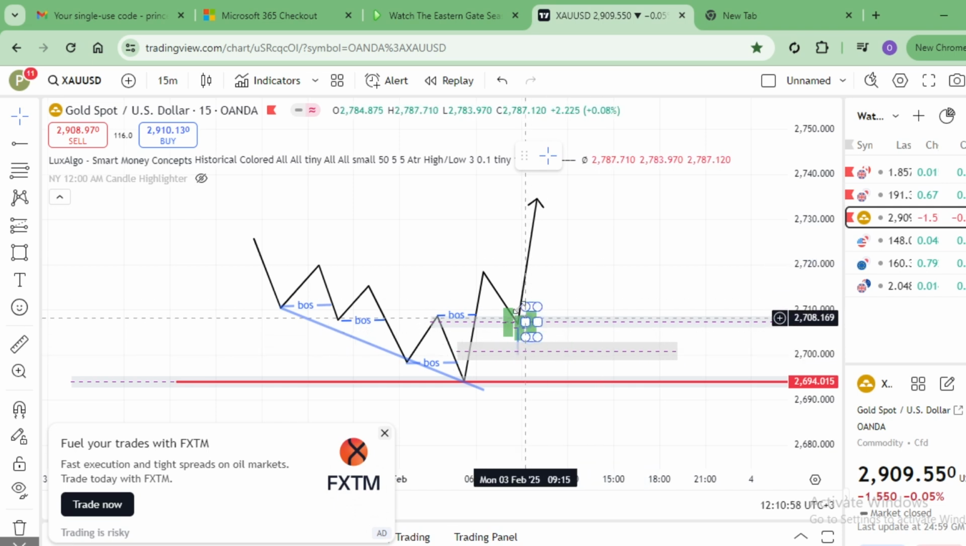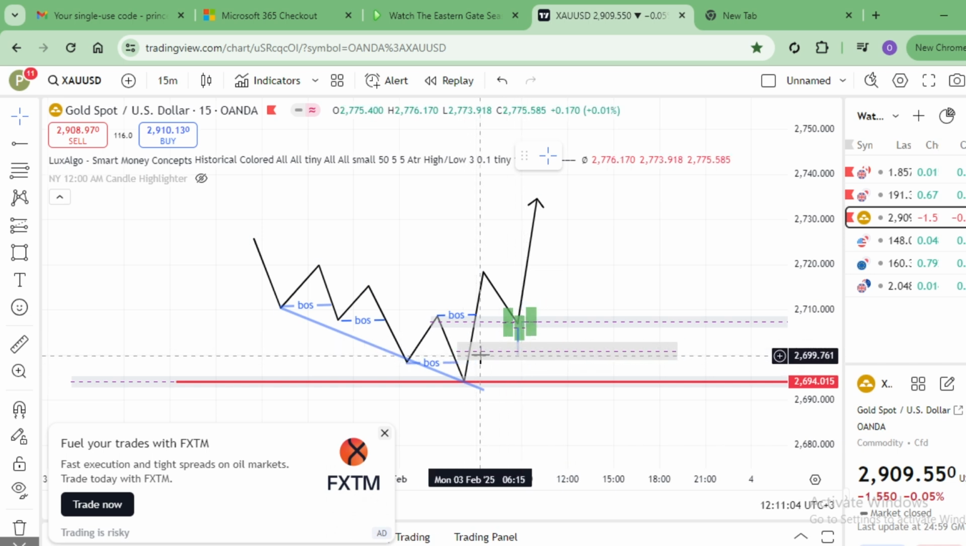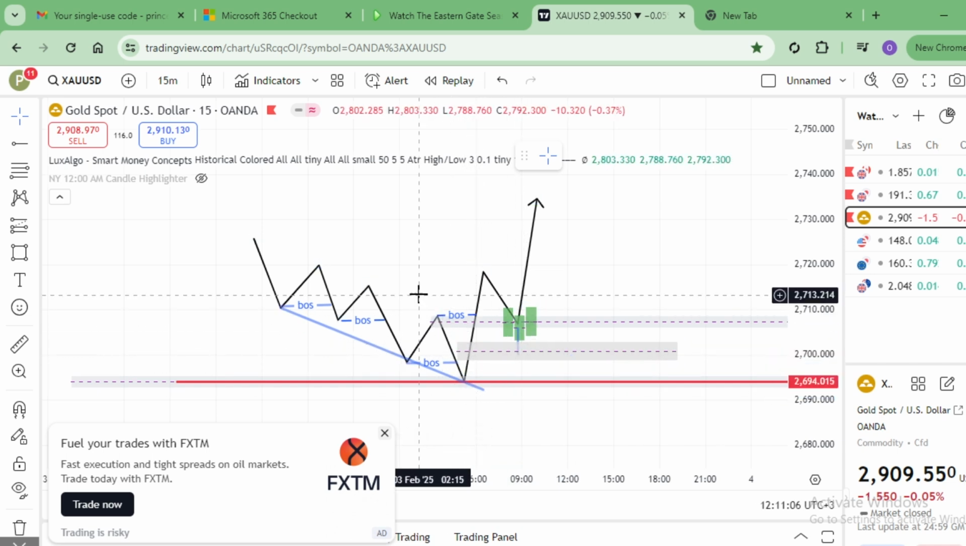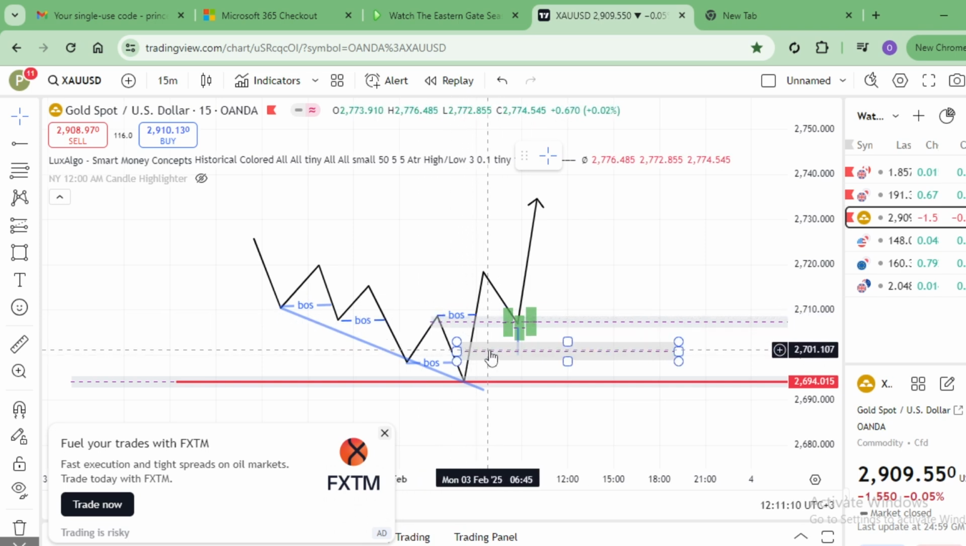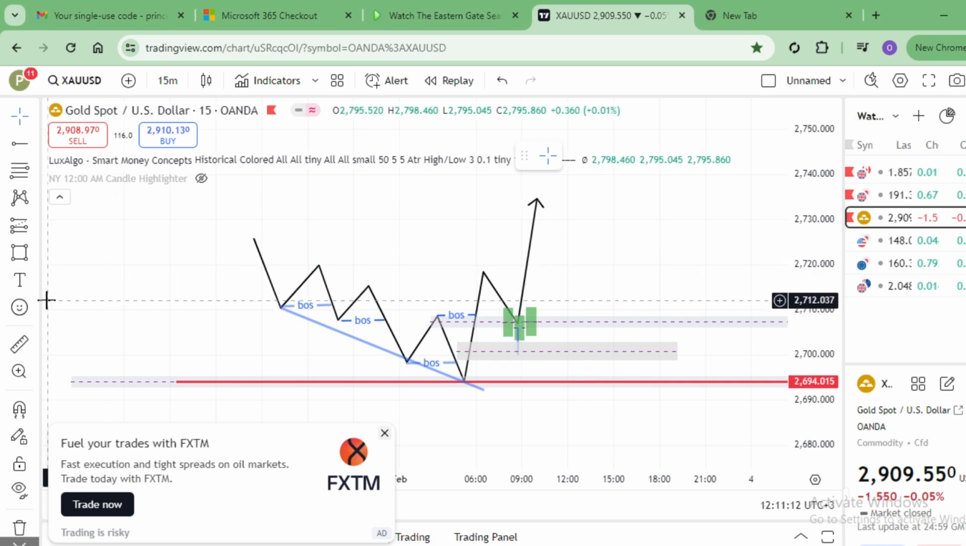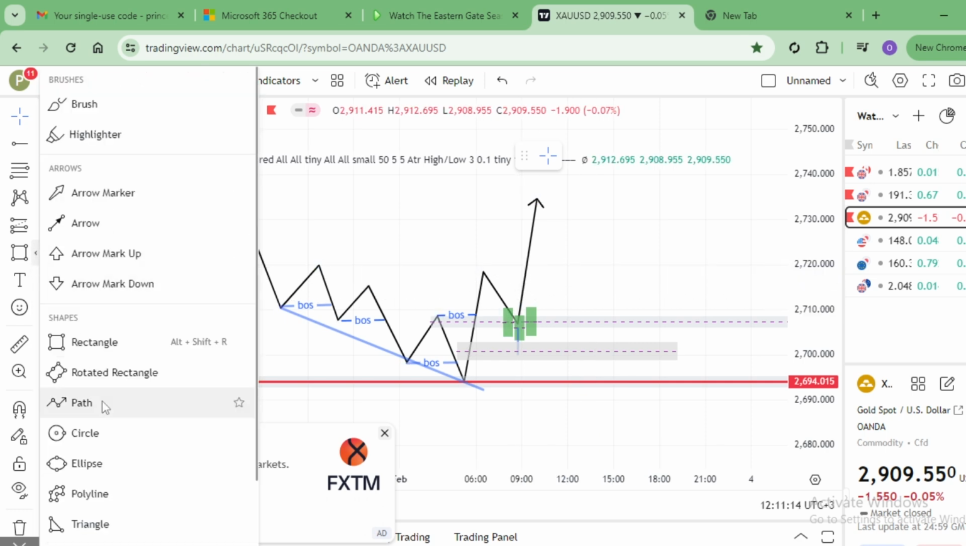The middle candle has a wick. It must have a wick, a long wick. This wick means it came to mitigate the imbalance that was left by buyers when they moved to break this high. So we mark the 50%, and then we wait for these three candles to be formed.